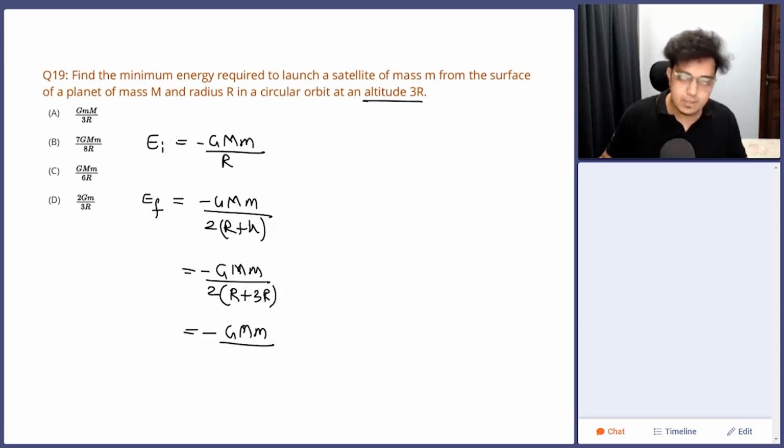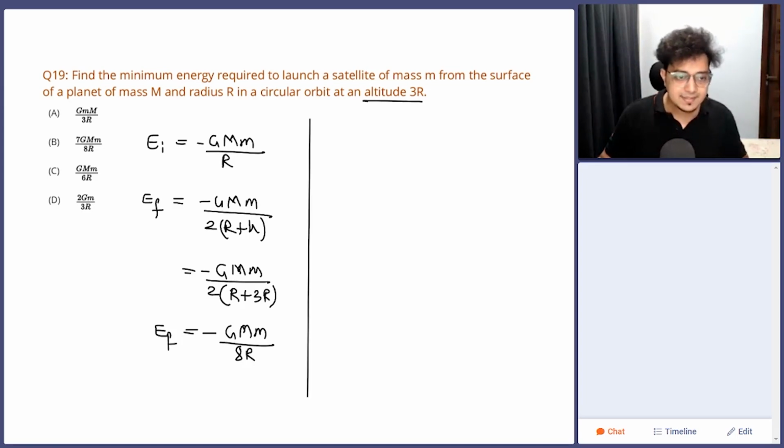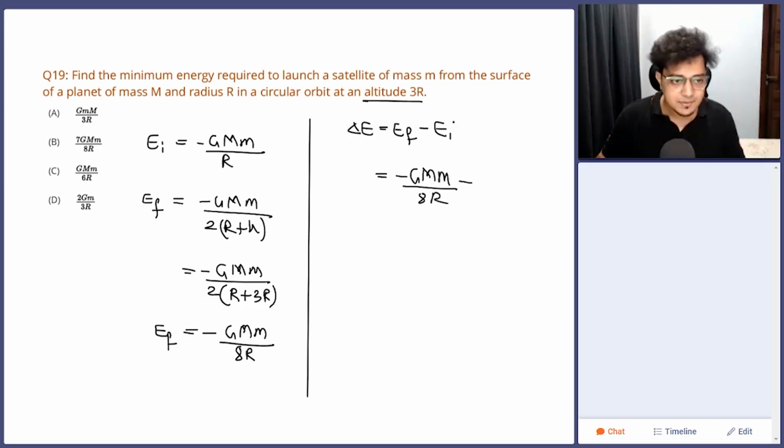So 4 into 4r, 4r into 2, 8r. That is your final energy. And now we have to figure out what is the difference in the energy. So delta E will be energy final minus energy initial. So final energy is minus G capital M small m upon 8r, minus of minus, because initial energy itself is negative, minus of minus G capital M small m upon r.